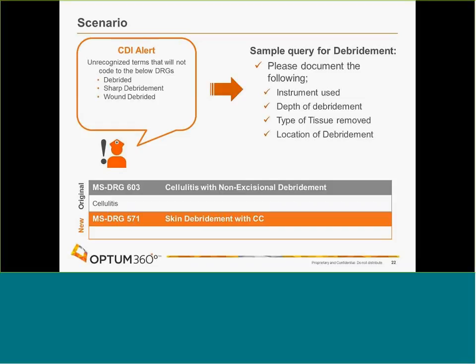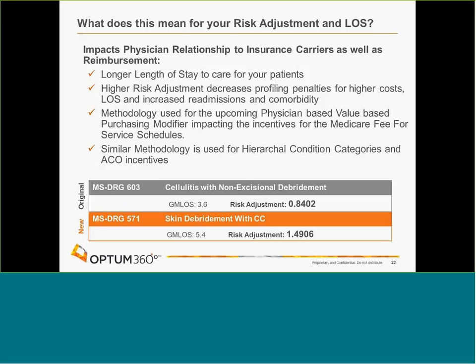The terms that didn't work here were debrided, sharp debridement, or wound debridement. But we saw, hypothetically, that there was a very clear wound, and a scalpel was used, an excision was made, and it went down to healthy tissue. So we did this query. And the physician agreed to excisional debridement, and you can see that moved us to an entirely different DRG.